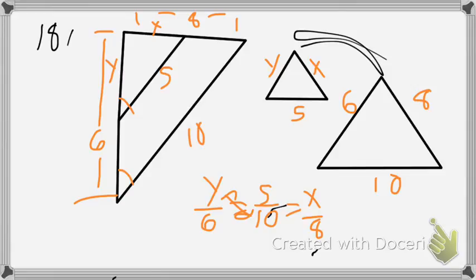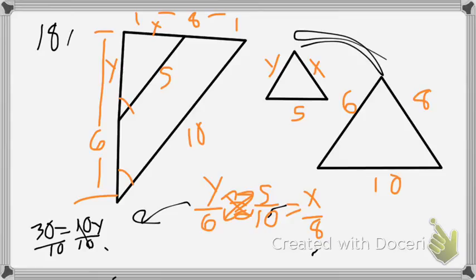When it doesn't reduce so easily, you know what you're doing. And again, whenever we're solving proportions, we want to cross multiply. So we cross multiply the y and the 10, the 5 and the 6. That gives us 30 equals 10y. Divide both sides by 10. And boom, you get y equals 3.